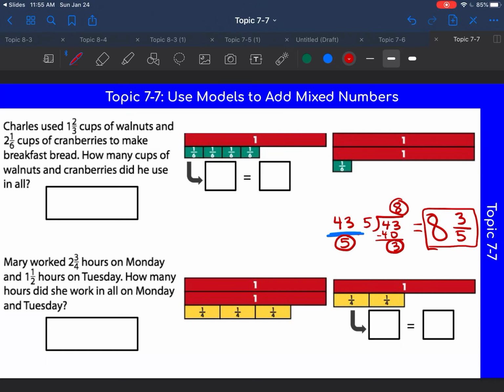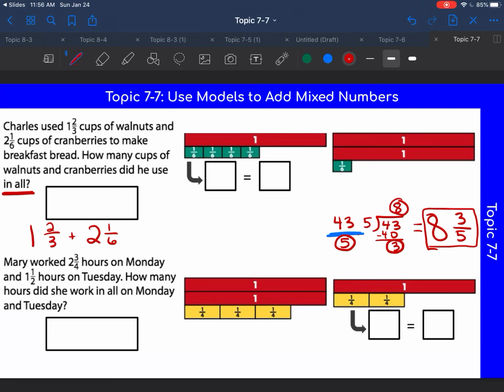Okay, so I just wanted to review that because we are going to have to take some improper fractions and make them mixed numbers today. All right, so let's look at this example. It says Charles used 1 2/3 cups of walnuts and 2 1/6 cups of cranberries to make breakfast bread. How many cups of walnuts and cranberries did he use in all? What key word tells us that we're adding in this word problem? Well, he said in all. Okay, so we're adding 1 2/3 plus 2 1/6. Okay, so we're adding those two things together.